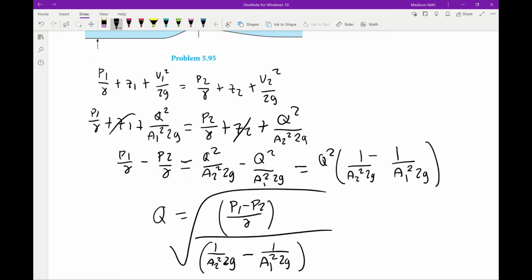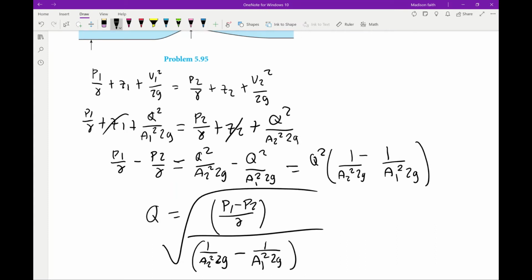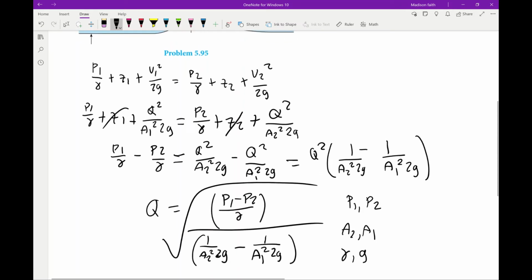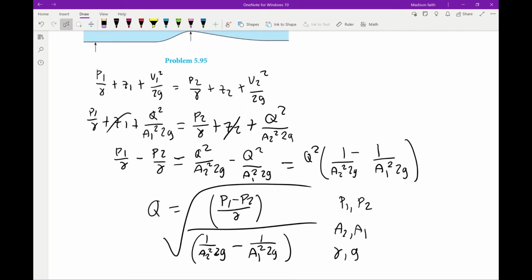Okay, so that's our final equation for Q. So what are our unknowns for this equation? We need to figure out P1 and P2. We also need to find A2 and A1. We also need to find gamma and G. Okay, so let's look back at our problem statement, see if we can find these pressures and areas.